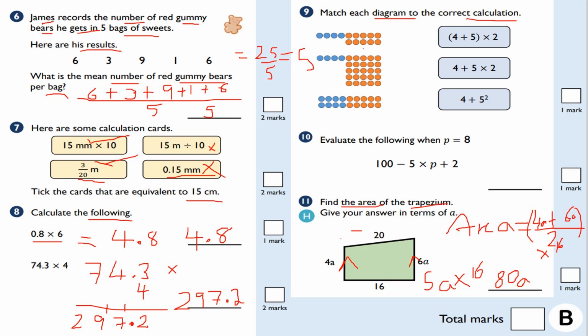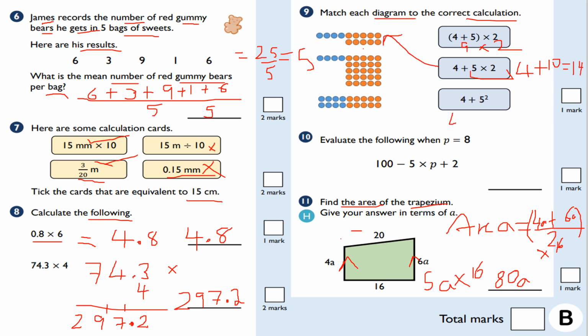So 4 plus 5 is 9, so 9 times 2 is 18. So count the one that has 18. The next one, I'm going to use BIDMAS, so I'm going to do 4 times 2 first, plus the 4. So 5 times 2 is 10. 4 plus 10 is equal to 14, which is going to be this counter here.